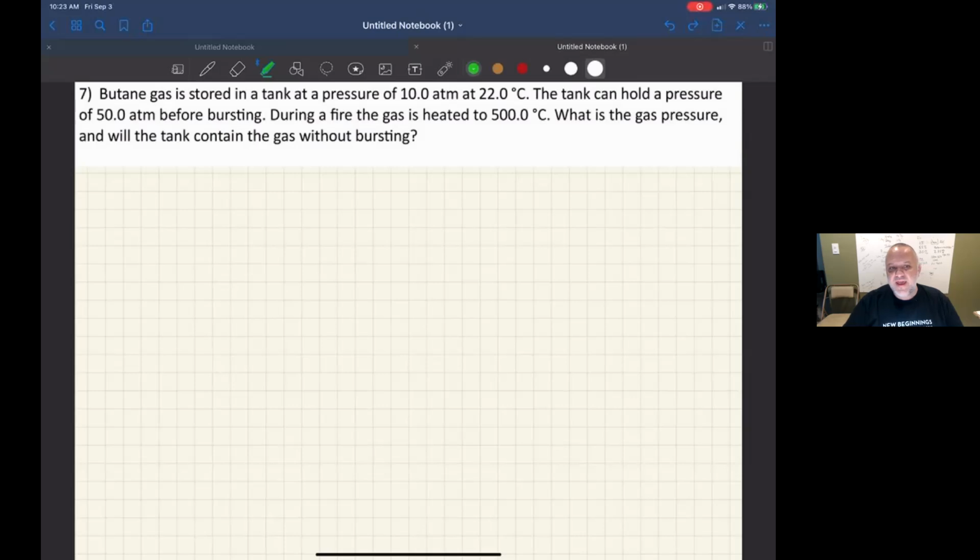We're going to say in a hypothetical situation that there was a fire and the gas got heated up to 500 degrees Celsius. What's the new pressure of the gas, and will the tank contain the gas without bursting?